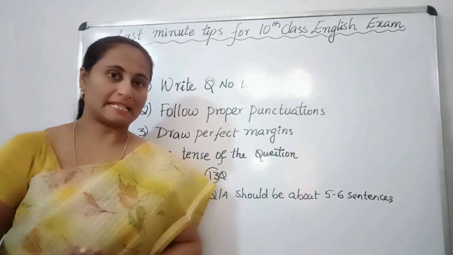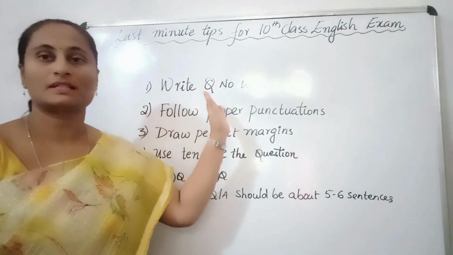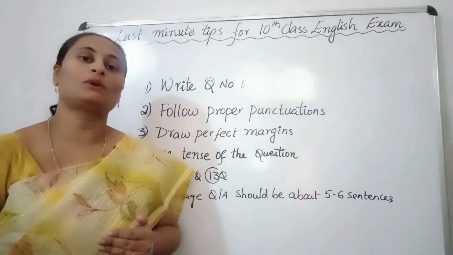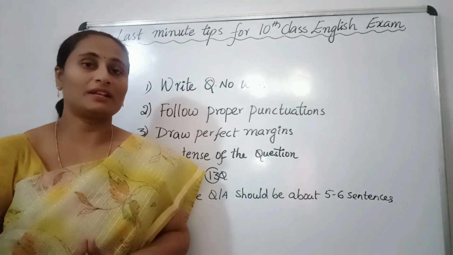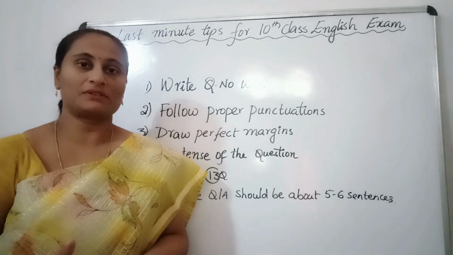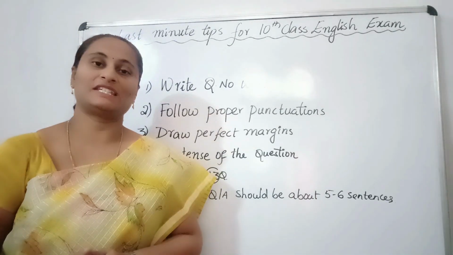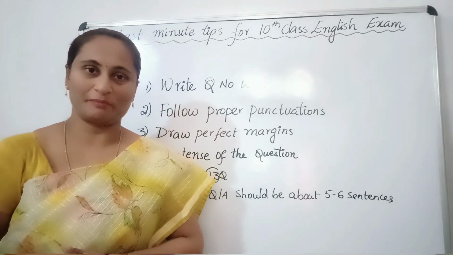First and foremost tip is write question number wise. So first start with question number 1, then question number 2, and in that way you have to go on writing. Never write the one which is better to you at first, because it is very problematic for corrections. So make it easy for the evaluator while correcting your paper.